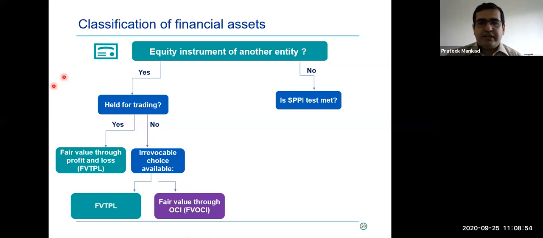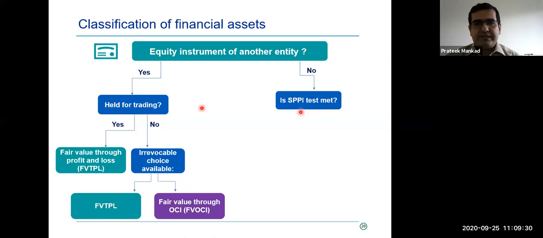Say it's a loan. A company A has given a loan to another company. This is where two tests become important. The solely payments of principal and interest. Basically, the standard asks, what is the nature of the instrument? Is the nature of the instrument purely to collect principal and interest cash flows, and those principal and interest cash flows are in the contract? If that answer is a yes, then you look at what is the business model.